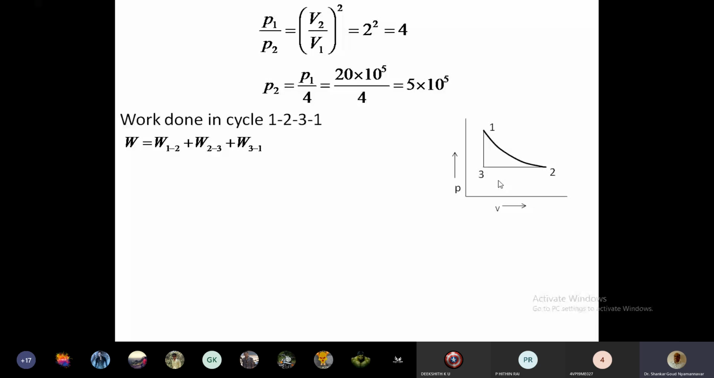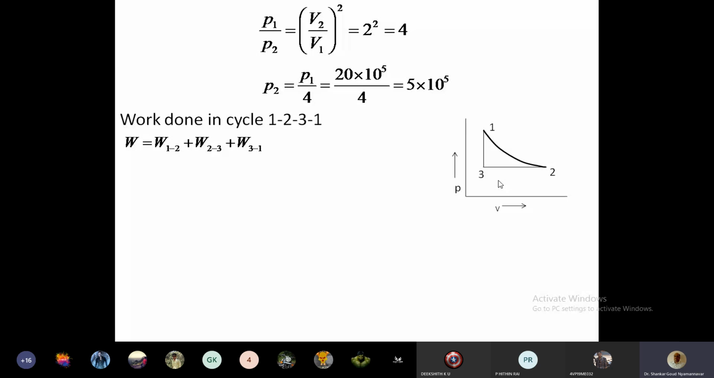So integration of dV divided by V square. So that integration will be how much? dx by x square, how do you integrate? Minus 2 plus 1, correct. Minus 1. V to the power minus 1 divided by minus 1.